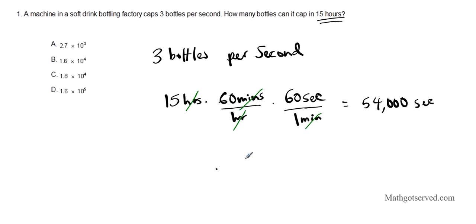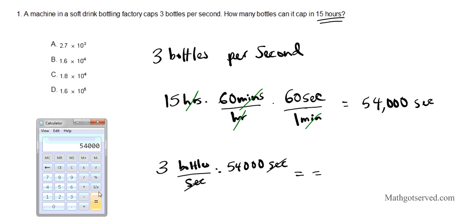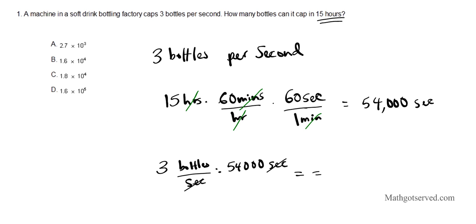All you simply do is multiply 3 times 54,000. Okay, so you have 3 bottles per second. You just multiply by 54,000 seconds in order to get the number of bottles you're going to have. All right, you notice the seconds cancel out, and then 3 times 54,000, let's do the calculation, times 3 equals 162,000. Okay, so it equals 162,000.